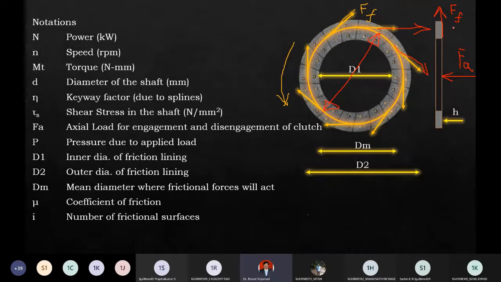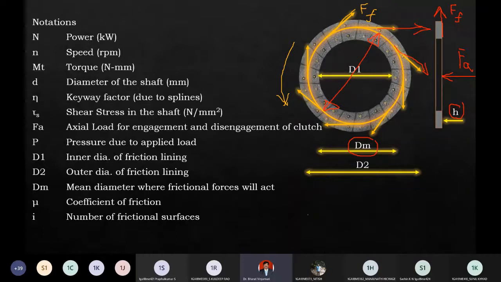So this is what exactly I'm trying to talk about. The diameter where this frictional force will be acting is called DM, from the center, where exactly it is happening. So once again guys, I tell the notations. We have D1, D2, DM. These are the three diameters, and you have got H. We have FA, and FF we don't use.